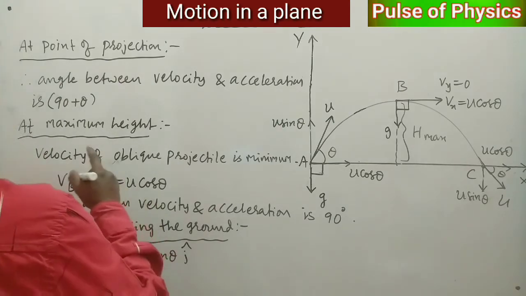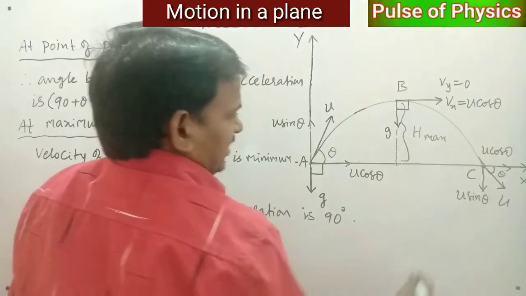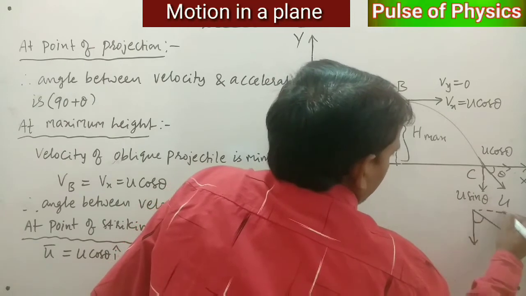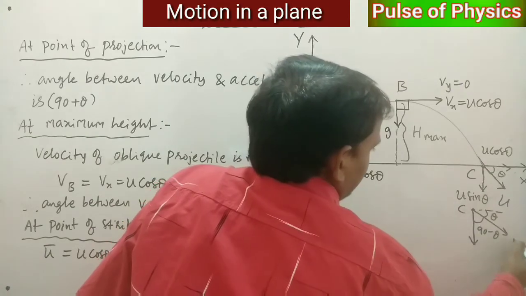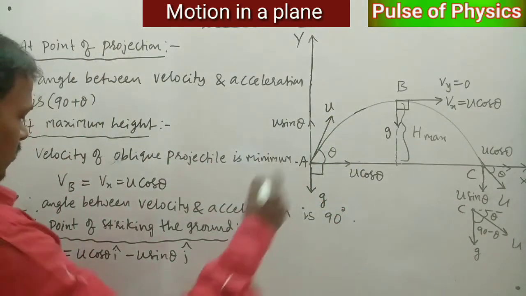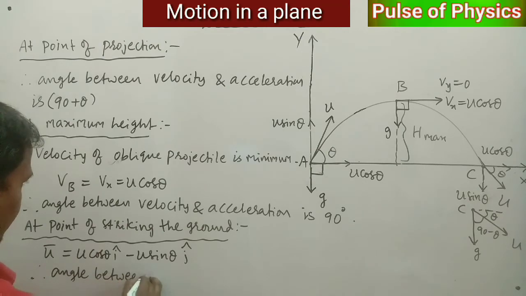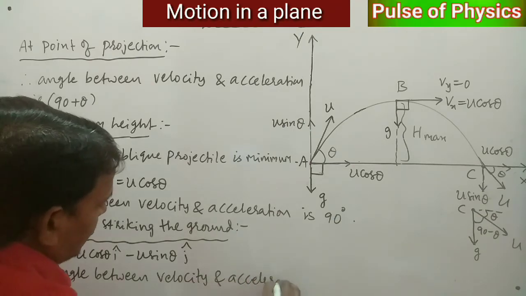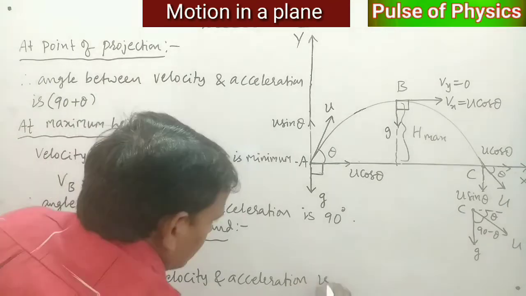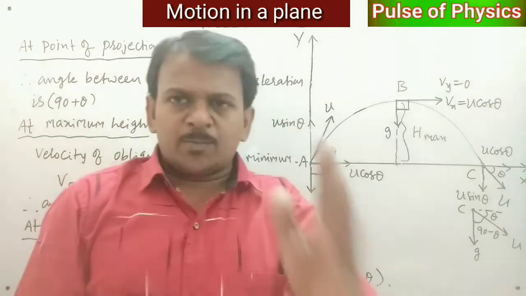Next, at this point, what is the angle between velocity and acceleration? Already this angle is theta, so it becomes 90 minus theta. This is point C, this is u, this is g. Therefore the angle between velocity and acceleration is 90 minus theta.